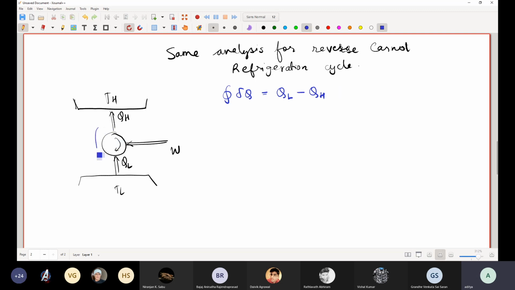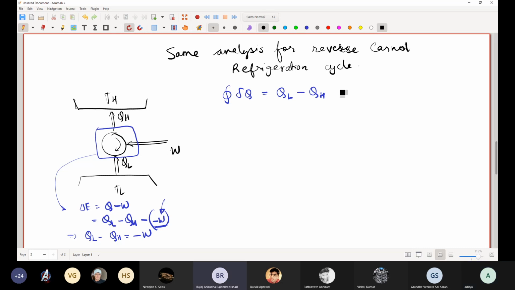Let us write down the first law for a control volume like this. Delta E equals Q minus W. So this will be QL minus QH minus, so what is W? It will be minus W because it is work done on the system. So what does it mean? QL minus QH is equal to minus W, where W is now positive because we are doing work on the system, but a minus sign is appended to that W, so that we can clearly see this entire quantity is negative. So QL minus QH, what is the sign of it from this analysis?